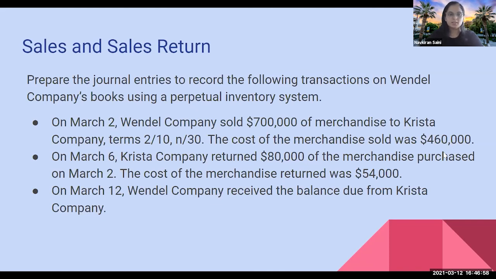The next transaction is Krista Company returned 80,000 of the merchandise and its cost was 54,000. Again, we are going to use cost of goods sold here. Finally, on March 12th, Wendell Company received the balance due from Krista Company, which is also within the discount period. So we need to take care of the 2/10 net 30 credit terms. I'll pause here for a moment for you to think about this problem, and then we'll go over the solutions.